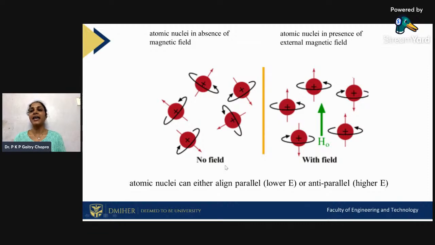Now, as soon as we apply an external magnetic field, all the atomic nuclei align either parallel to the applied magnetic field, which means they have lower energy, or anti-parallel, in the opposite direction of the applied magnetic field, which means they have a higher energy. Here we have shown a few nuclei which are parallel with H0, that is the applied magnetic field, and a few of them which are anti-parallel to the applied magnetic field. So these are the two different orientations that your atomic nuclei can take in the presence of an applied magnetic field. Next.